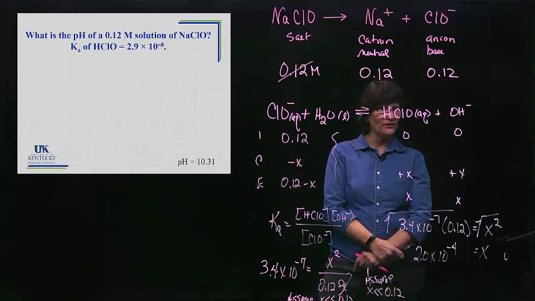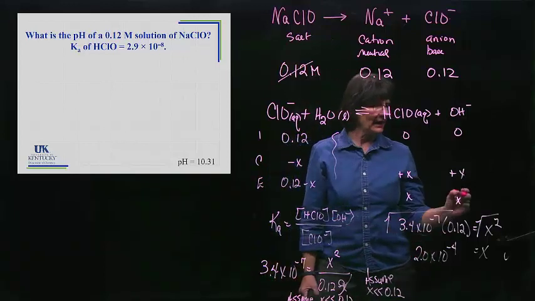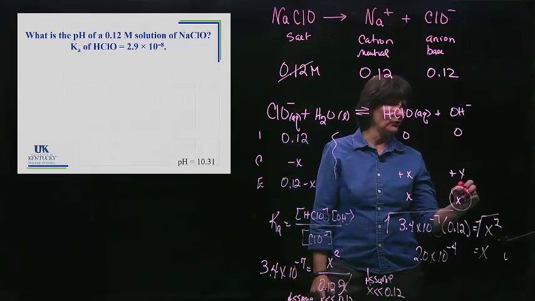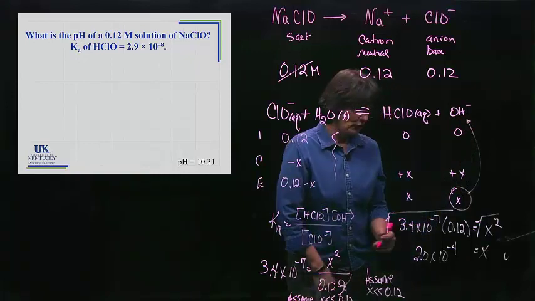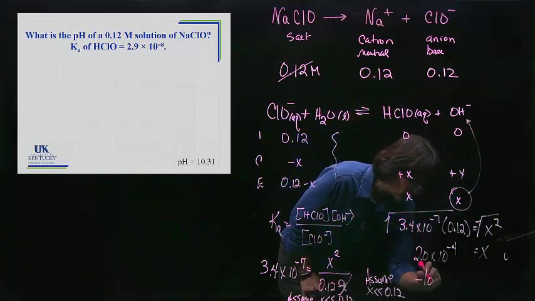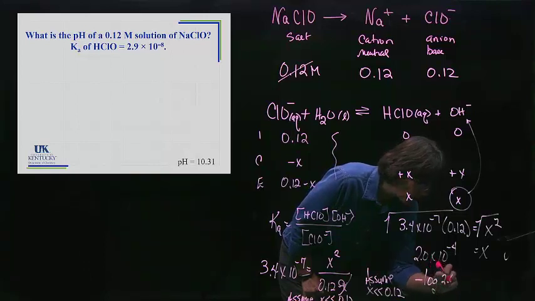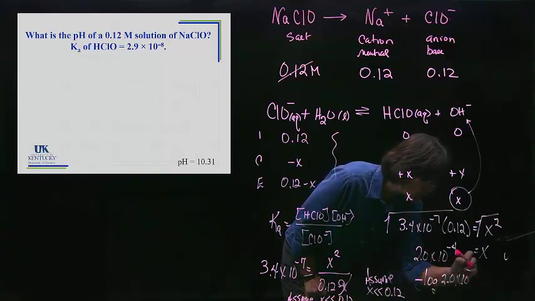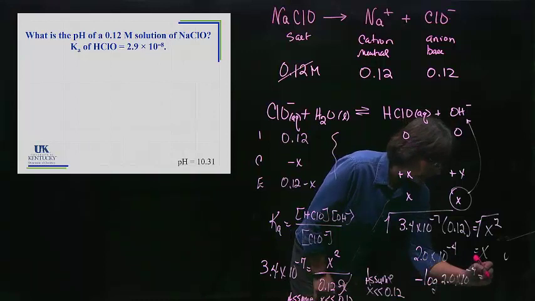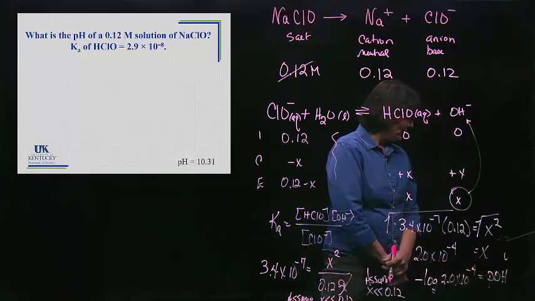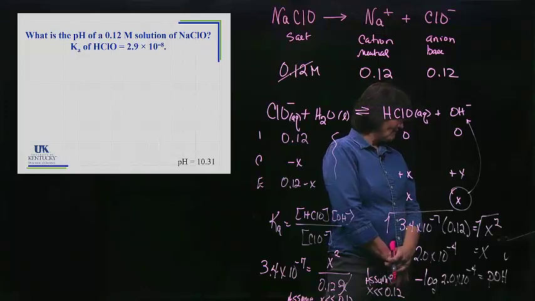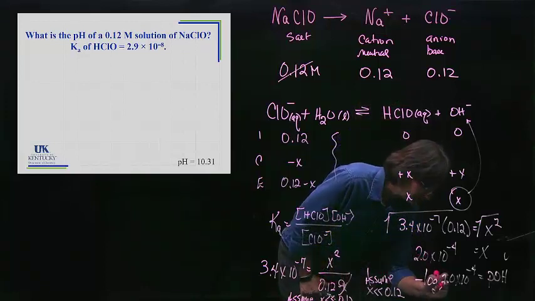So I have an x. How is that going to get me to the pH? I come back here and look at what x is equal to. It is the concentration of OH minus. So if I took the negative log of 2.0 times 10 to the minus 4, what would I have? I would have the pOH, and the value for the pOH is 3.69.